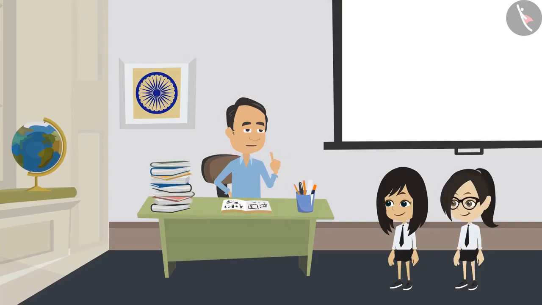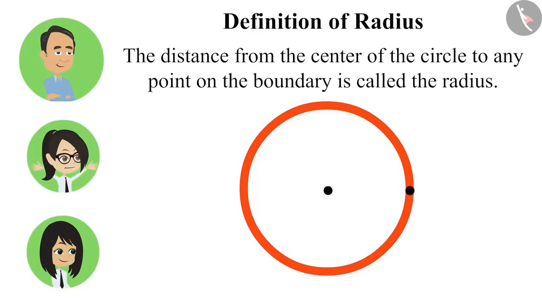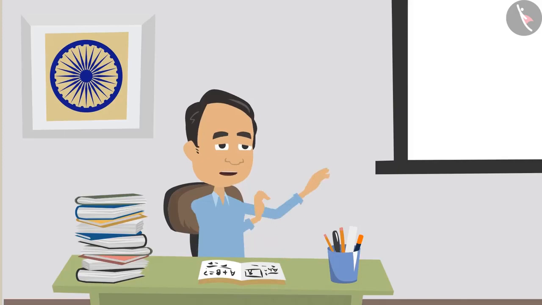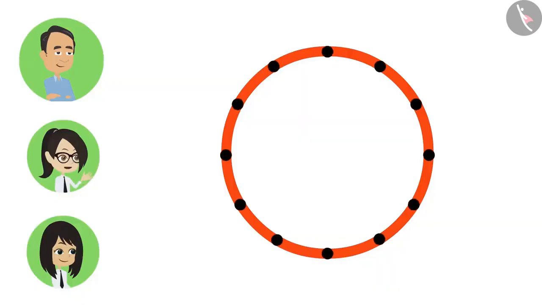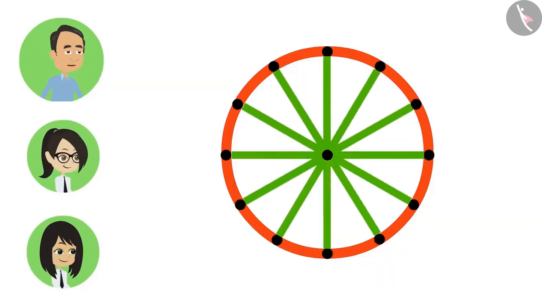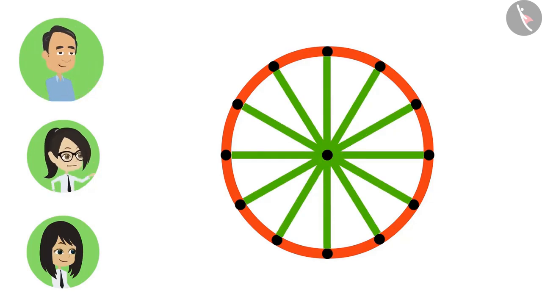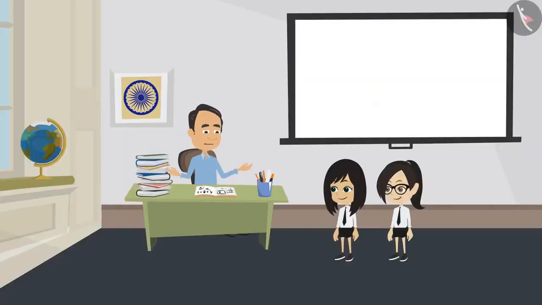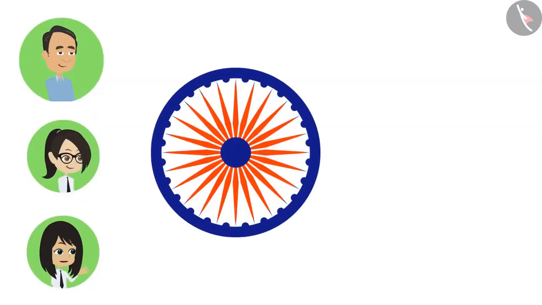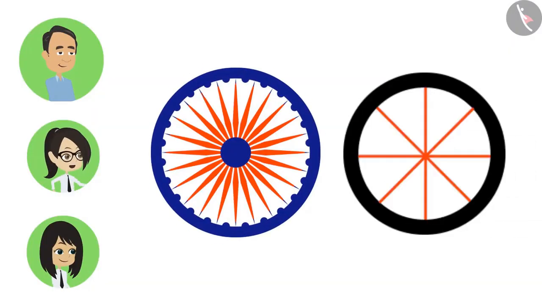No, you got it wrong. Tell me, what is the radius? Sir, radius is the distance from the center to any point on the boundary of the circle. Absolutely correct. And how many points can there be on a circle? There can be many. Absolutely right. And lines can be drawn from the center to all those points. Now tell me, what will all these lines be called? Sir, we will call it a radius only. Absolutely correct. Like this, there can be several radius in one circle. Like in the Ashok Chakra. And also in the wheel of our bicycle.